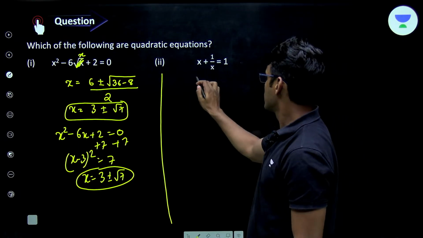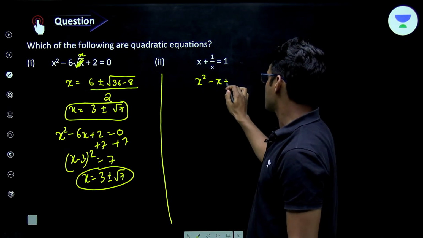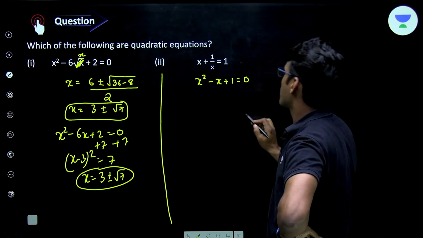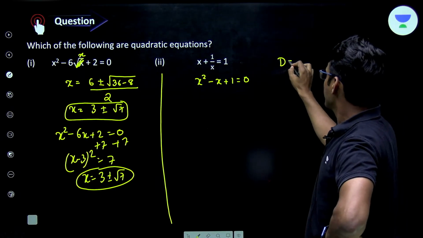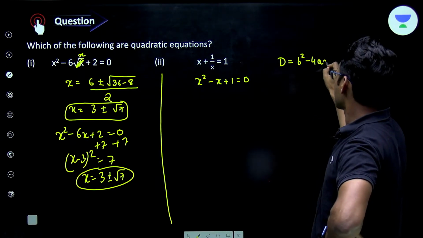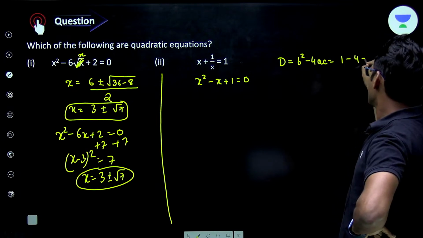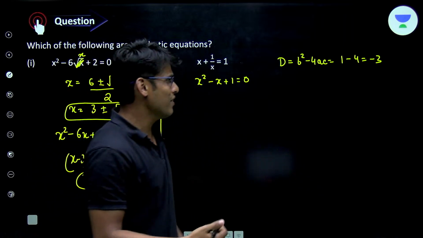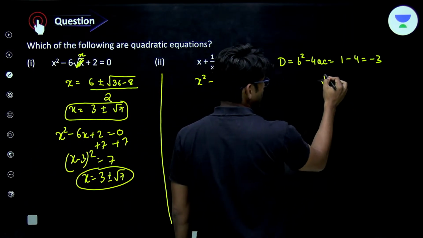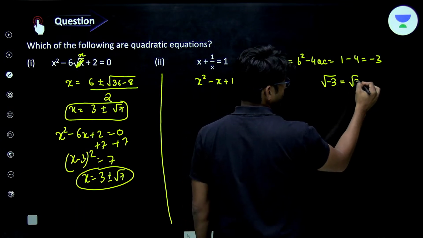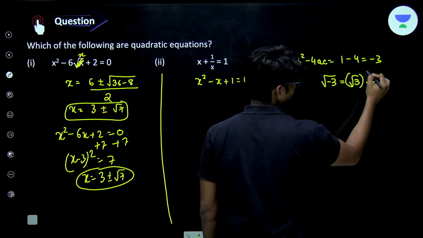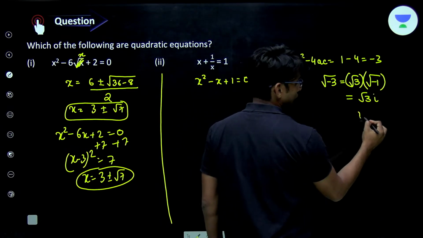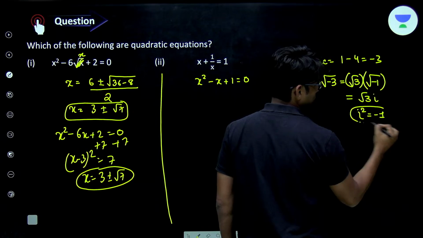Now in this equation, you can see x square minus x plus 1 is equal to 0. Right? This is where we are having one problem. If you see D, it is equal to b square minus 4ac, and we have minus 3. This is the problem here. Whenever we have such scenarios, we will write the square root of minus 3 as root 3 into square root of minus 1, and this we will replace with i. So basically i square is equal to minus 1.